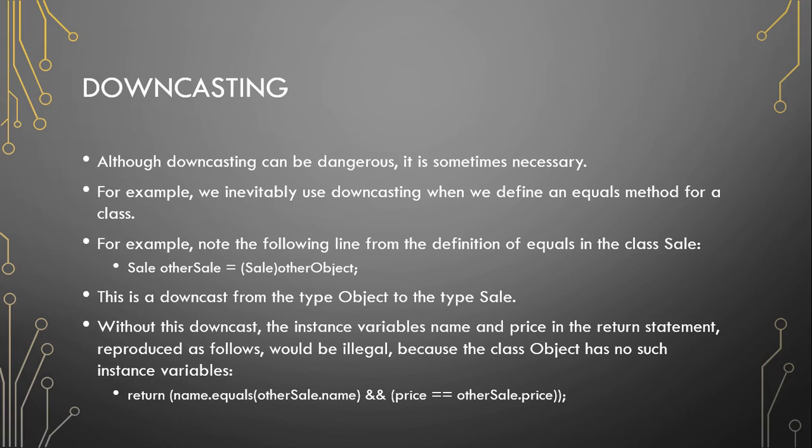Without this downcast, the instance variables name and price in the return statement reproduced as follows would be illegal, because the class Object has no such instance variables. It doesn't know what name and price are, but Sale does. So then we say return name.equals(otherSale.name) and price equals otherSale.price. It can actually compare those because we downcasted. Upcasting, not an option.